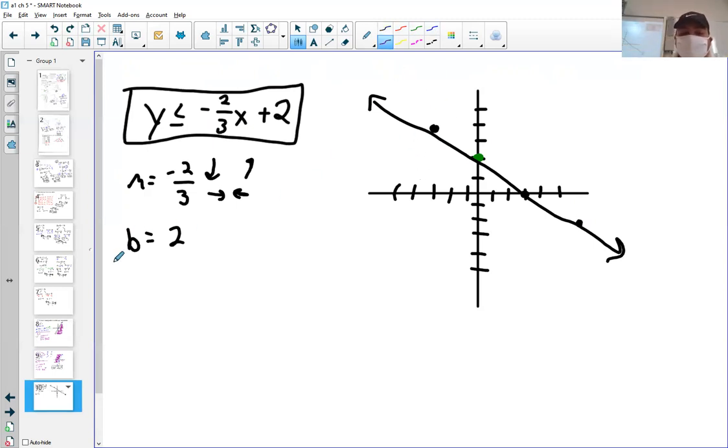All right, time to test a random point. Now, usually you want to pick a point that's obviously not on the line. So I'm going to pick something like here, -2, 1, just to make sure you don't make the mistake of picking a point that happens to be on the line. So I'm going to pick -2, 1.